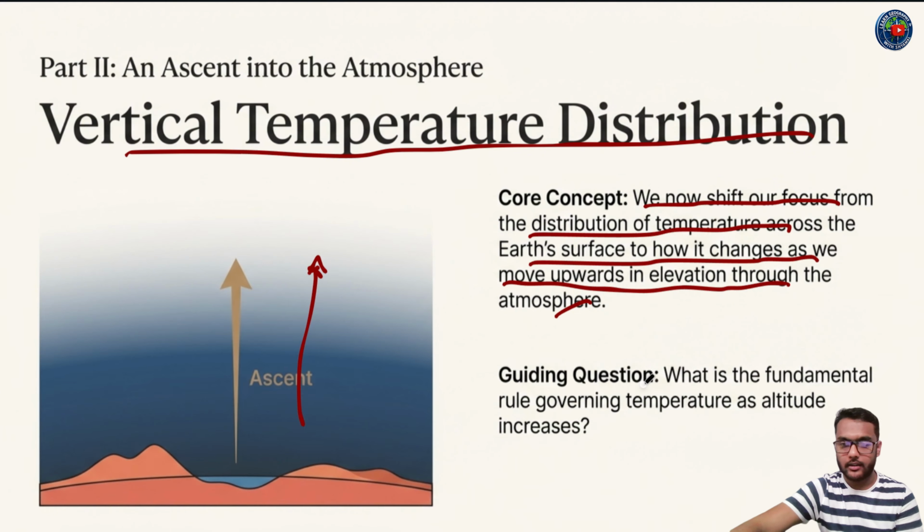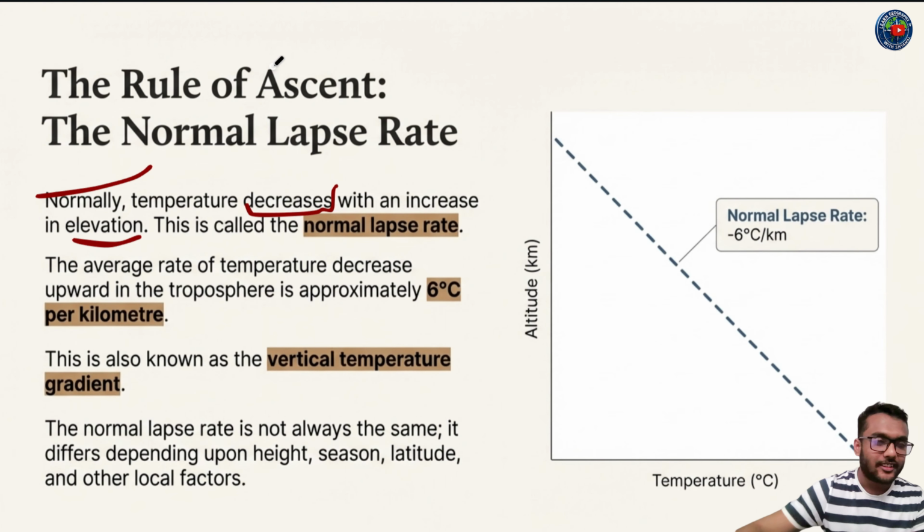Okay, this is a guiding question for your UGC NET exam. What is the fundamental rule governing temperature as altitude increases? Normally temperature decreases with an increase in elevation. This is called the normal lapse rate. When we move from the Earth surface towards space, temperature will normally decrease with increased height. The average rate of temperature decrease upward in the troposphere is approximately 6 degrees Celsius per kilometer. This is also known as the vertical temperature gradient.